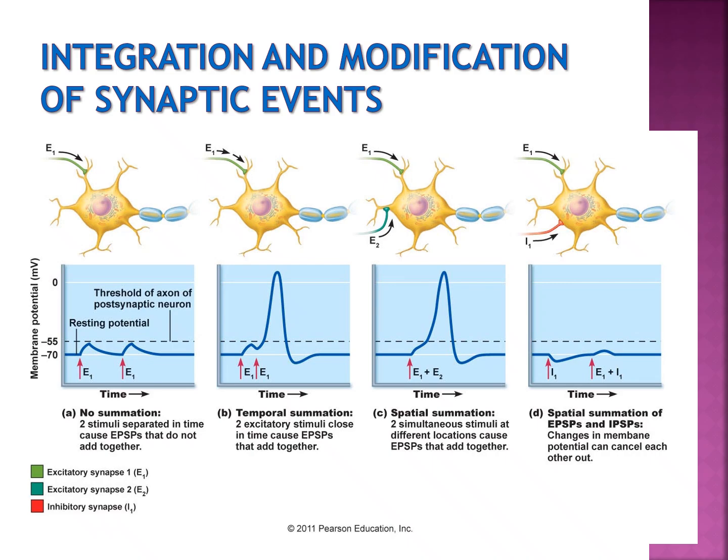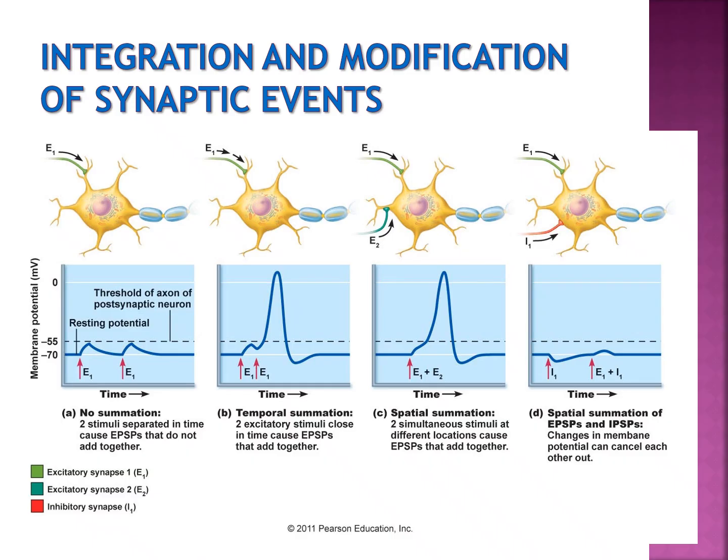Two types of summation occur. Temporal summation occurs when one or more presynaptic neurons transmit impulses in rapid-fire order and bursts of neurotransmitter are released in quick succession. Spatial summation occurs when the postsynaptic neuron is stimulated at the same time by a large number of terminals from the same, or different neurons. The individual EPSPs add up and result in depolarization.